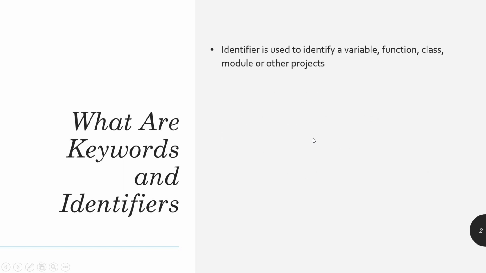An identifier is used to identify a variable, a function, a class name, a module, or any project name. Okay, so any project that you are using inside your program. That we will see in detail in coming videos. But let's see some examples.